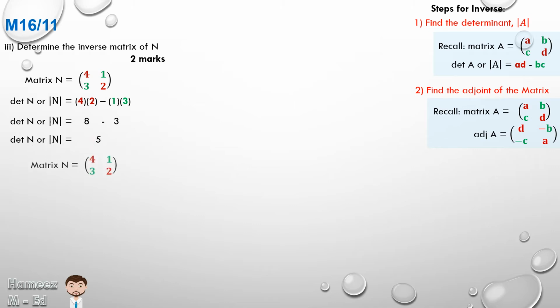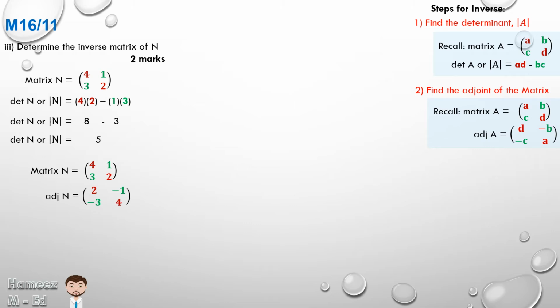So let's apply it to matrix N. We have 4, 1, 3, 2. So the adjoint would be switching the red terms. So the 2 will come up on top and the 4 will go below. And the 1 and 3 will change their signs to become -1 and -3.